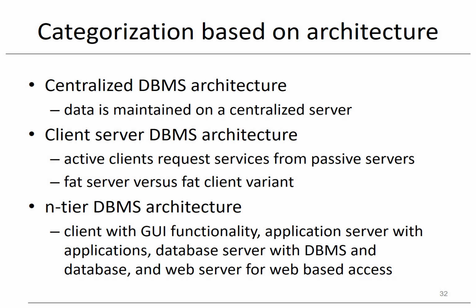The N-tier DBMS architecture is a straightforward extension of the client-server architecture. A popular example is a client with the GUI functionality, an application server with the various applications, a database server with the DBMS and database, and a web server for web-based access. The communication between these various servers is then handled by middleware.